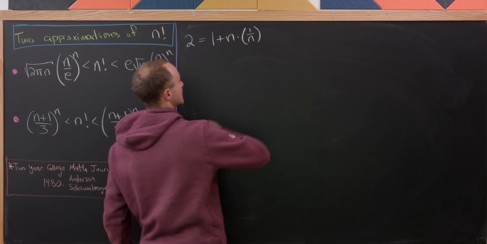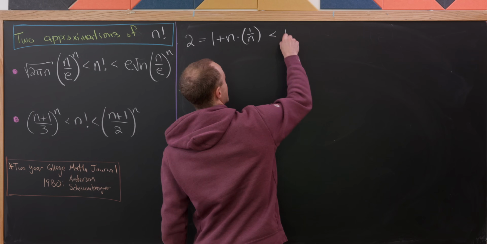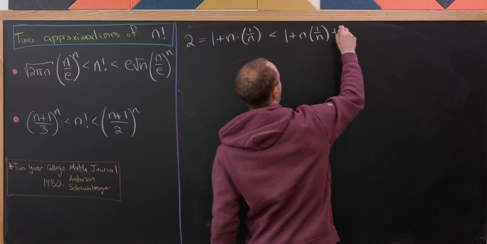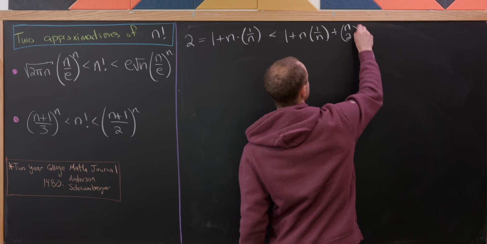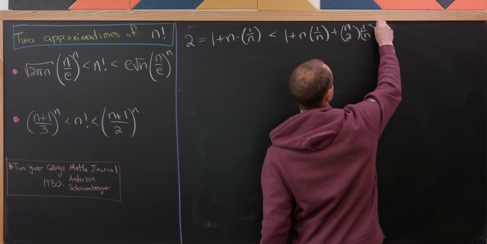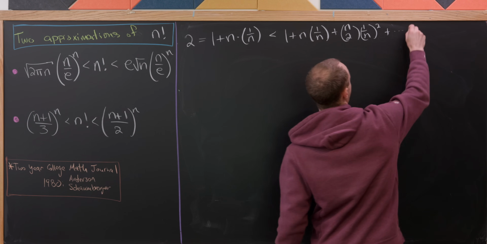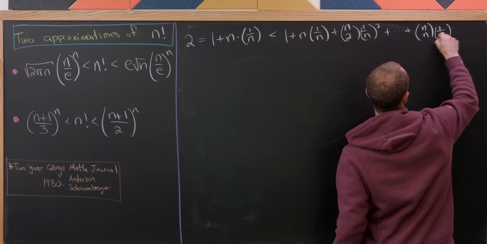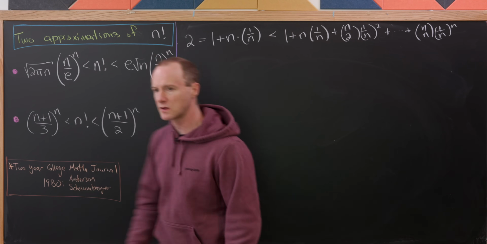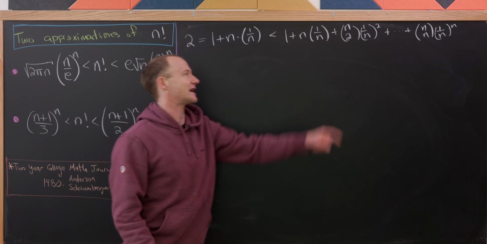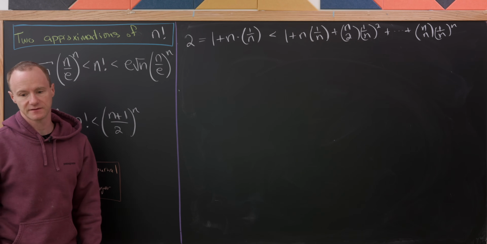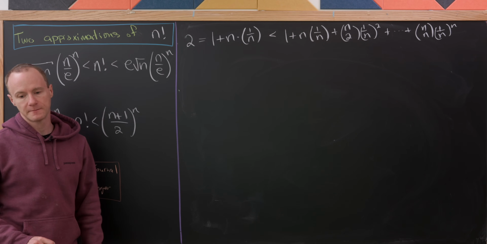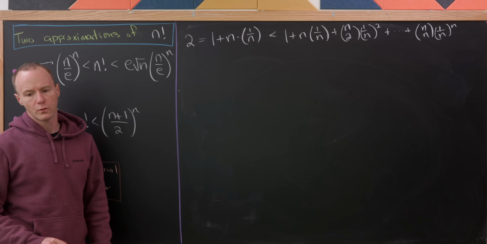But then observe that that's going to be less than 1 plus n times 1 over n plus n choose 2 times 1 over n squared plus all the way up to n choose n times 1 over n raised to the n power. Well, of course that's true because I just added a bunch of positive terms. I guess here we're assuming that n is strictly bigger than 1. Okay, well, where could we go from here?